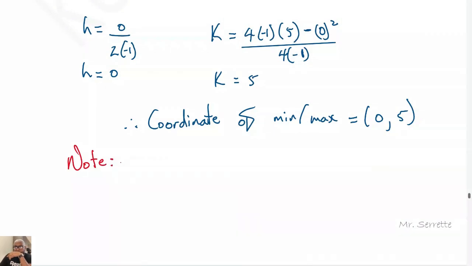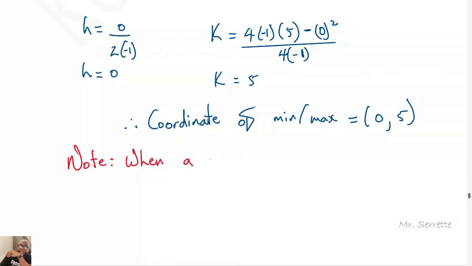So I get negative 5, okay. Negative 5? No, it'll be positive, because 4 multiplied by negative 1 is negative 4. Negative 4 multiplied by 5 is negative 20. And then 4 multiplied by negative 1 will be negative 4. So negative 20 divided by negative 4 will be positive 5, right?